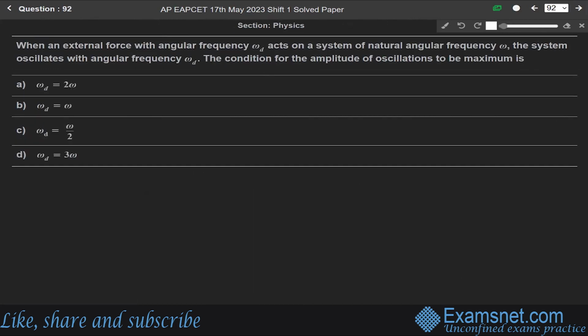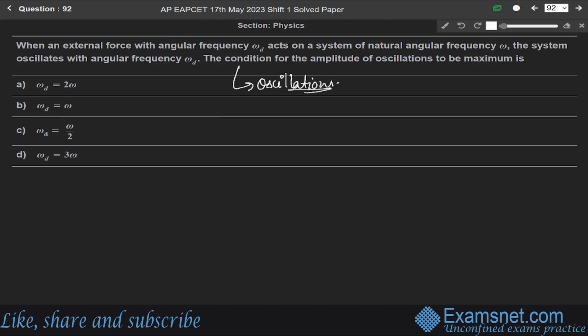Now next question. When an external force with angular frequency omega d acts on a system of natural angular frequency omega, the system oscillates with angular frequency omega d. The condition for amplitude of oscillation to be maximum is. Okay, so this question is from the chapter of oscillations.